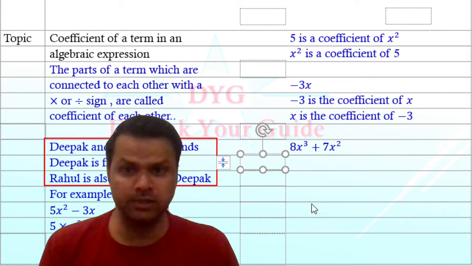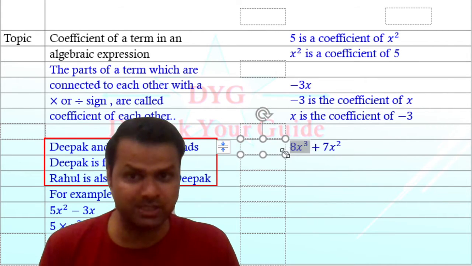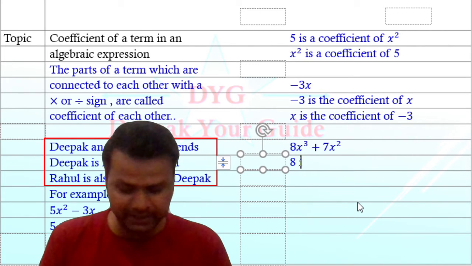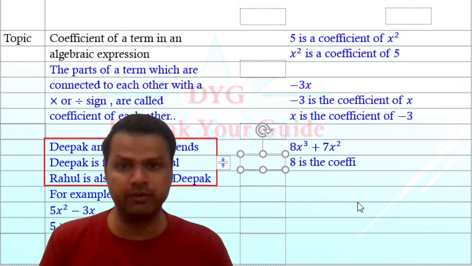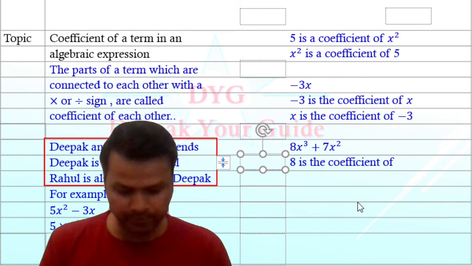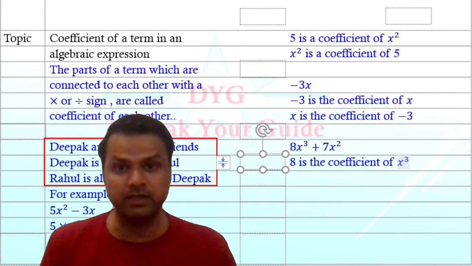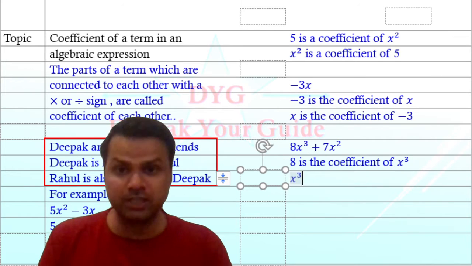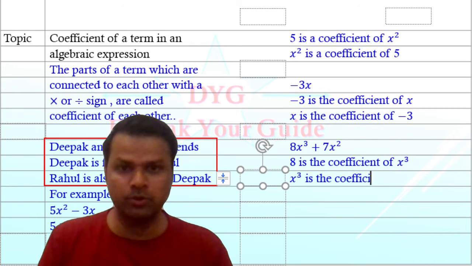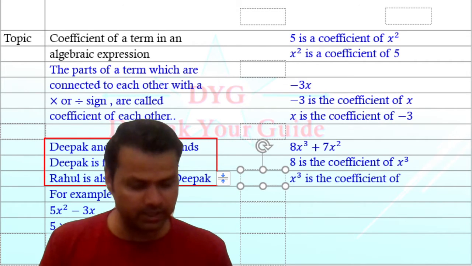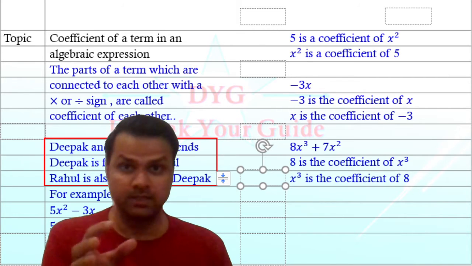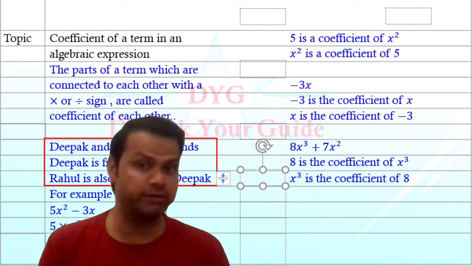Now let me explain here. First we'll talk about the first term, which is 8x cubed. So in 8x cubed, I can say that 8 is the coefficient of x to the power 3. Now remember, similarly, I can also say that x to the power 3 is the coefficient of 8. I hope you are getting the point here. We are looking for a multiplication or a division sign.